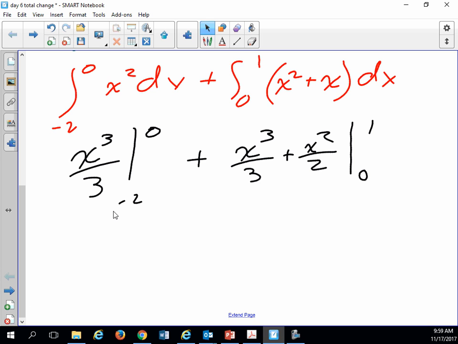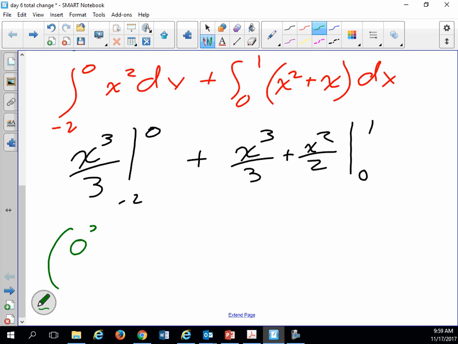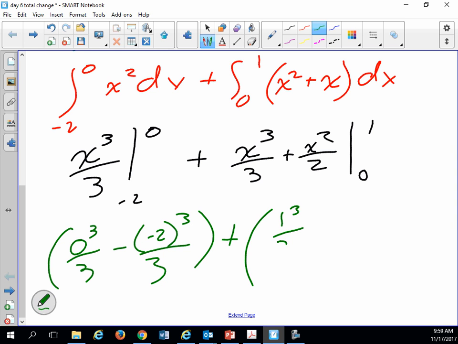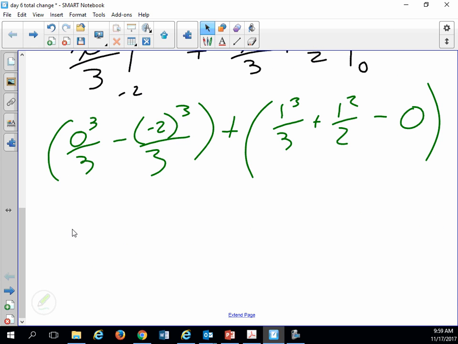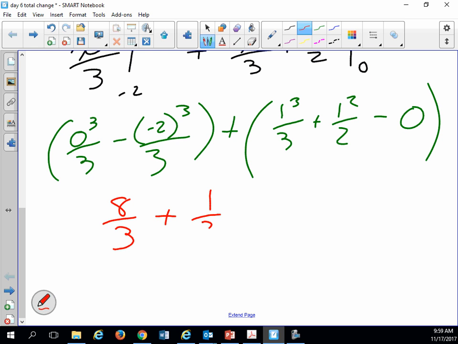When I evaluate this, 0 cubed over 3 minus negative 2 cubed over 3 plus 1 cubed over 3 plus 1 squared over 2. If I plug in 0 to both of those, I do get 0. I could have just put a 0 here as well, but I didn't. Negative 2 cubed is negative 8, but there's a negative in front of that, which makes it 8, plus 1/3 plus 1/2. That makes it 3 plus 1/2, which is 7/2.